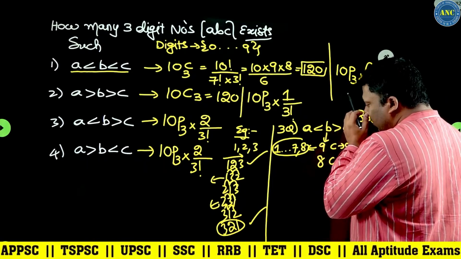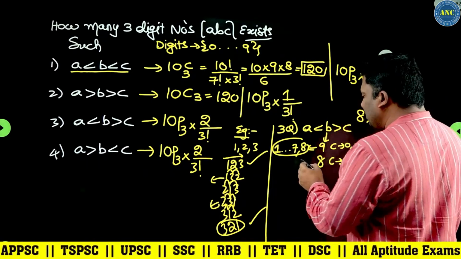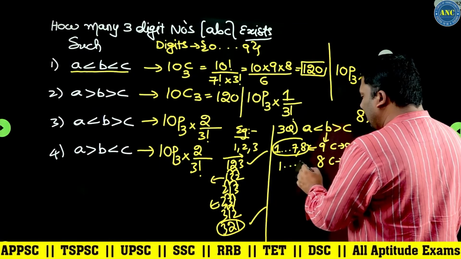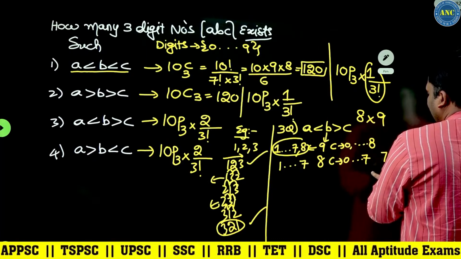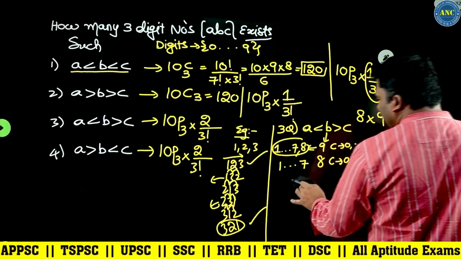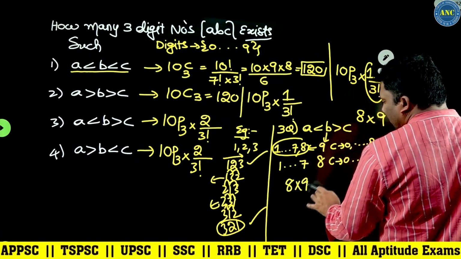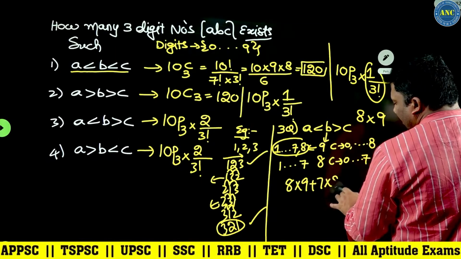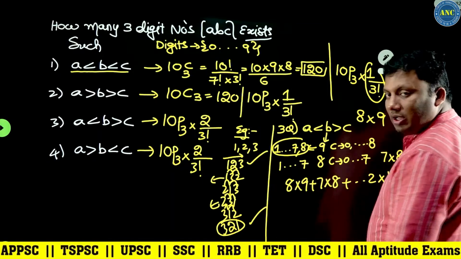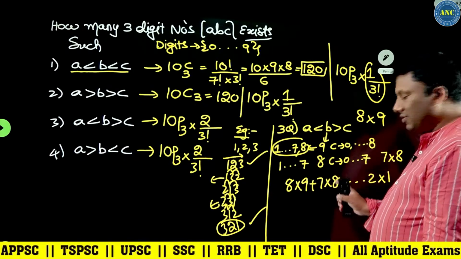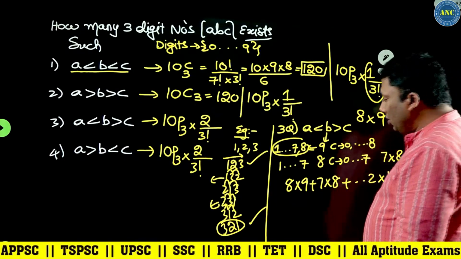A is less than B, so A can take values from 1 to 7, 7 cases. It is 7 into 8. Did you observe the pattern? 8 into 9 plus 7 into 8 and so on up to 2 into 1.